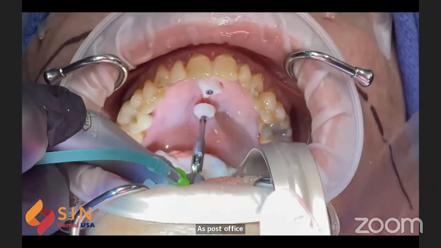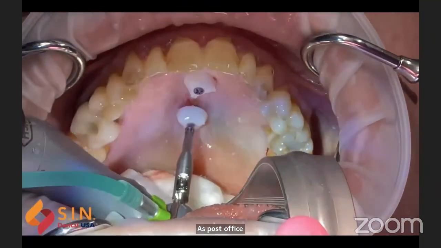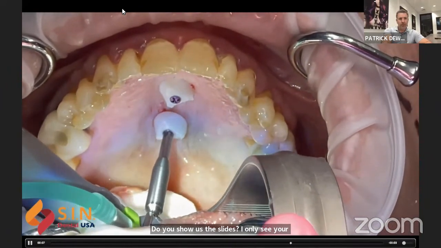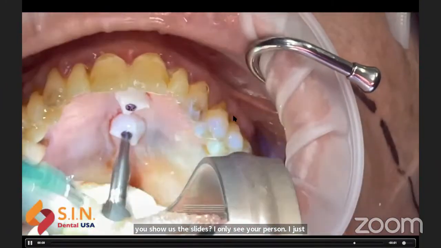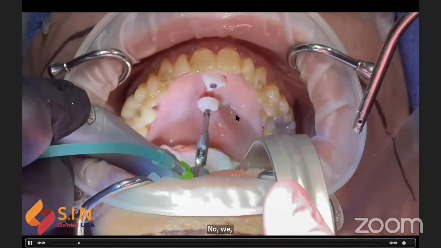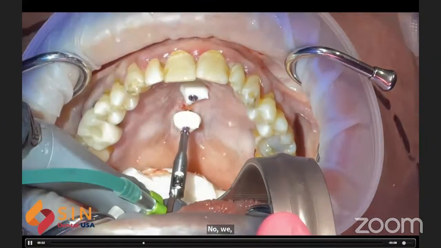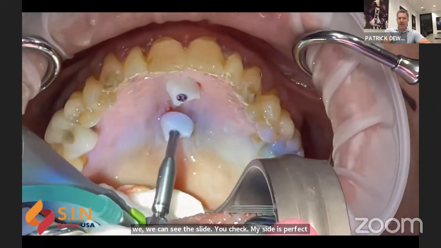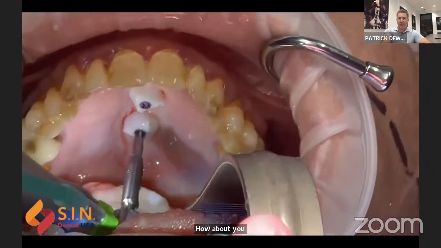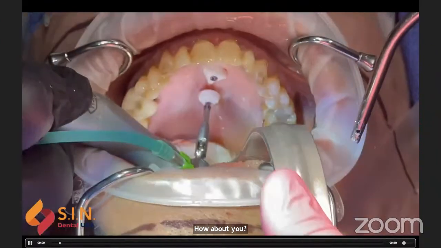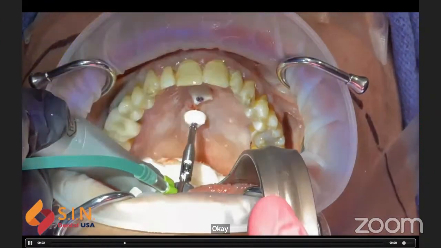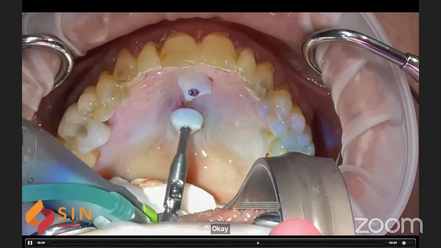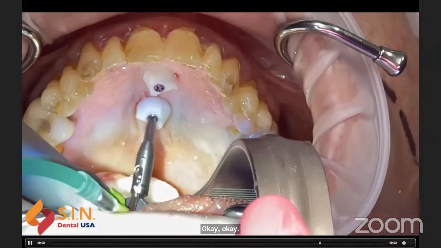Excuse me, I don't see your slides. Do you show us the slides? I only see your person. I just see you talking. Yeah, I don't see anything else. We can see the slide. You check, my side is perfect. I don't see a slide. You may need to change the configuration of the Zoom box. If you use the cell phone, you swipe your cell phone to have a look. Okay, now I can see it. Thank you. Okay, perfect.